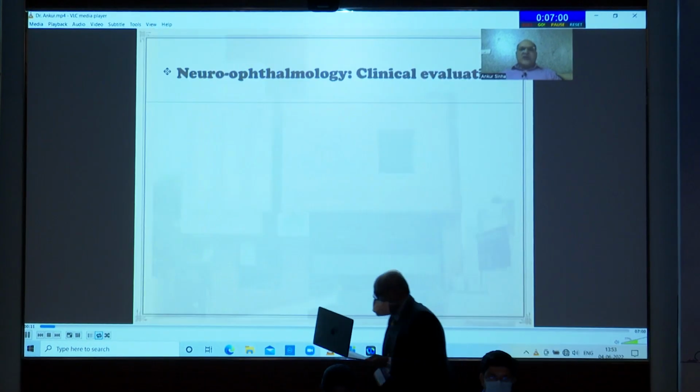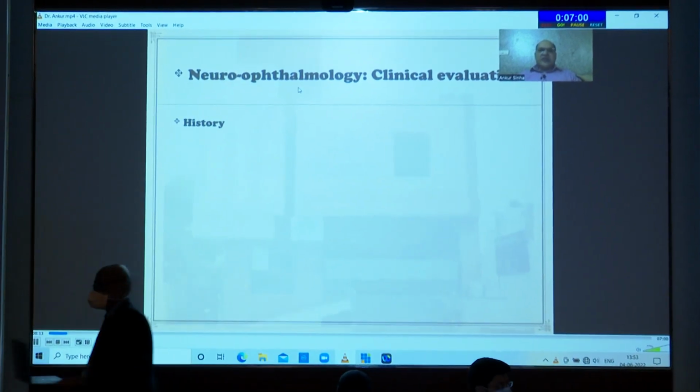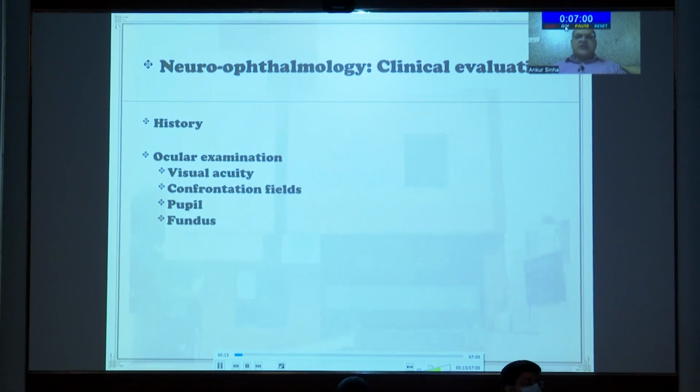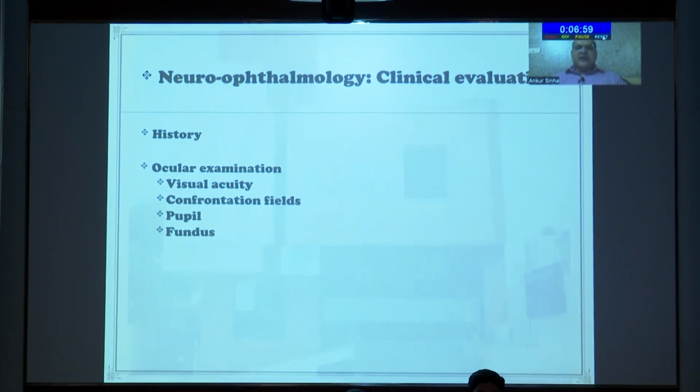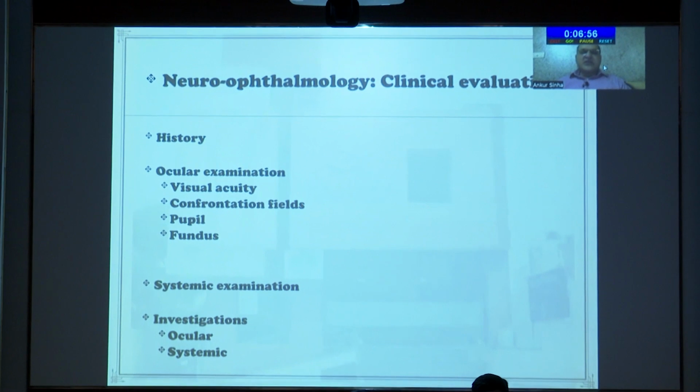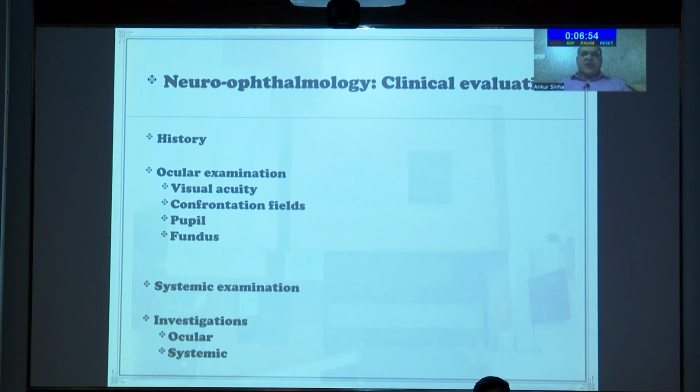Now, neuro-ophthalmic clinical evaluation starts with history taking, ocular examination, which includes the visual acuity, confrontation, pupil, and the fundus examination, systemic examination, and investigations which could be ocular or systemic.